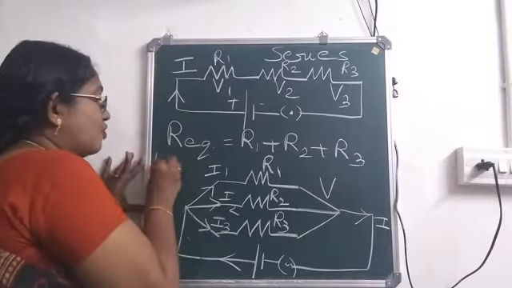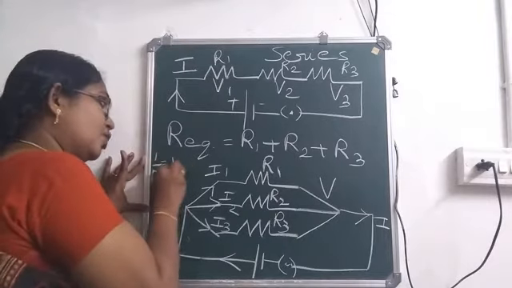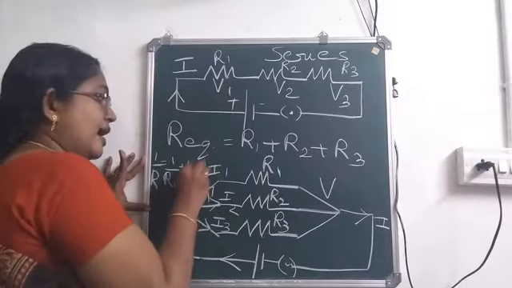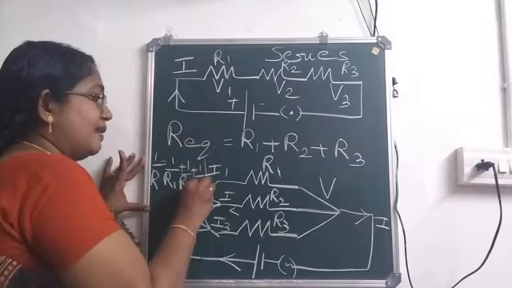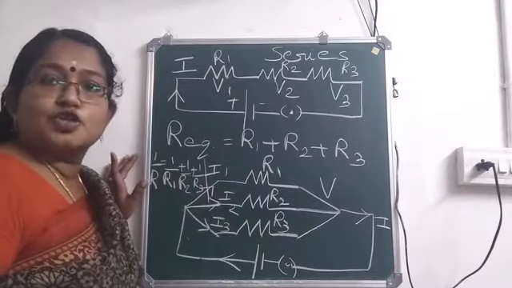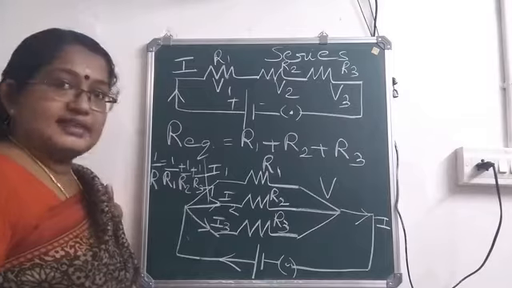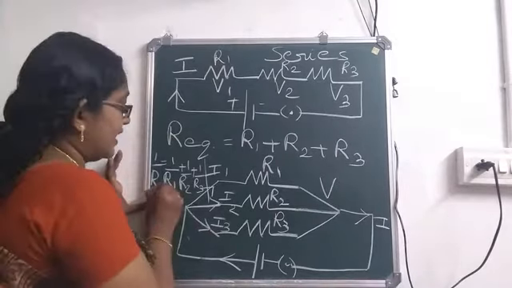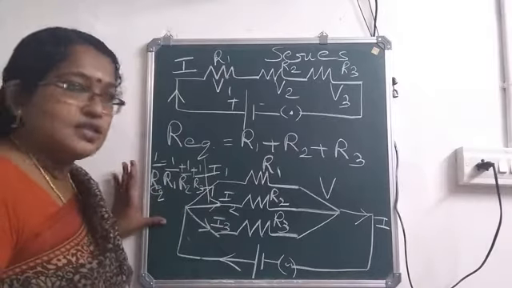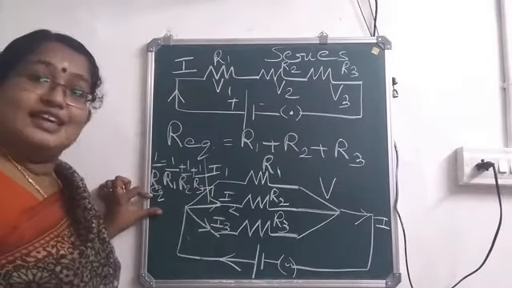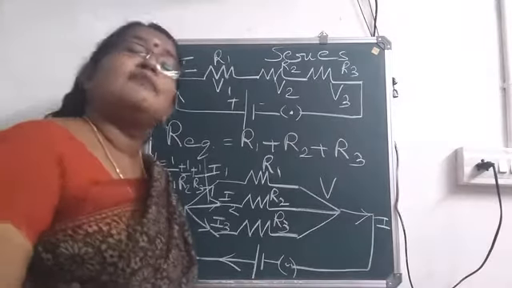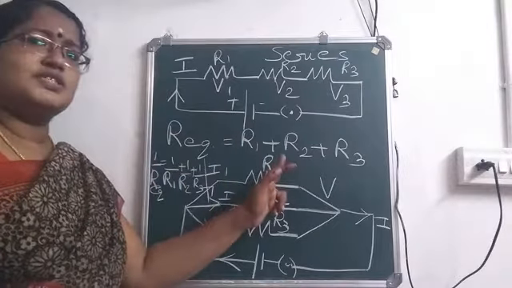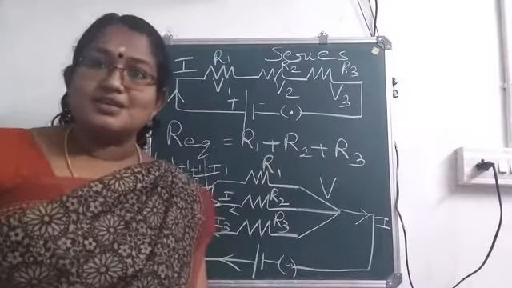In the case of parallel circuit, our equation is 1 by R is equal to 1 by R1 plus 1 by R2 plus 1 by R3. That is the total resistance or the equivalent resistance in the case of parallel connection. When you are considering, the reciprocal of the equivalent resistance is equal to sum of the reciprocal of the individual resistances. In the case of series connection, directly you can add all the resistances.